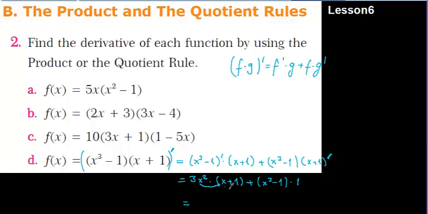So I'm going to multiply this expression and this one. This is going to be 3x cubed, 3x squared, plus x cubed minus 1. Then the expression is going to be equal to 4x cubed, because 3x cubed and x cubed make 4x cubed, plus 3x squared minus 1, it must be.